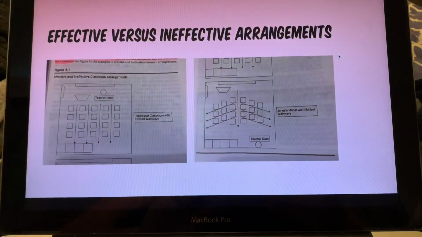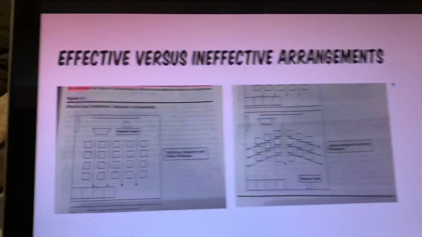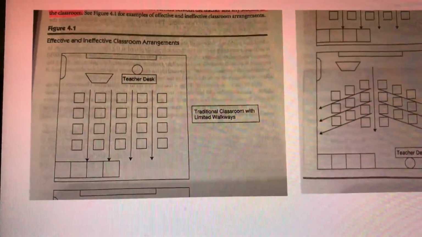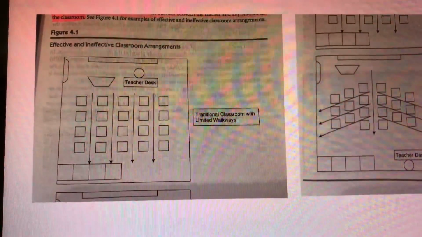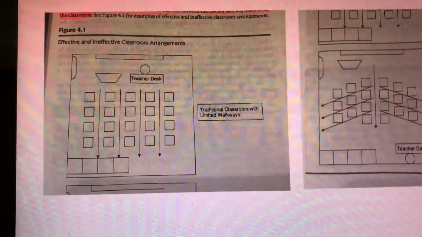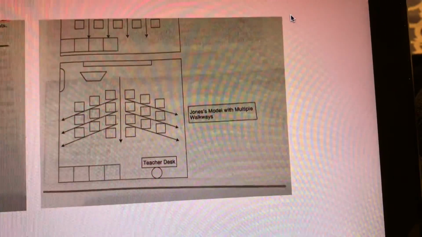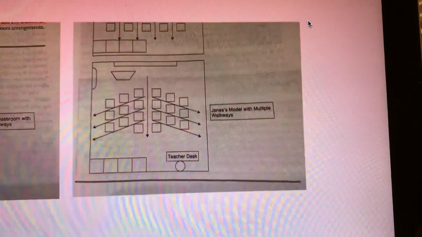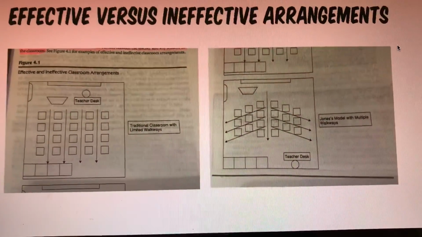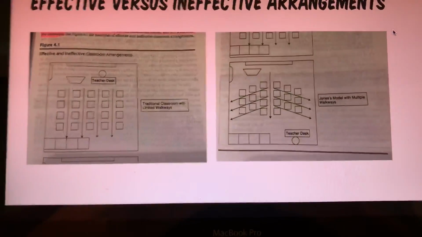So here we have effective and ineffective arrangements, which are on page 65 in your textbook. Here, this is an ineffective one, a traditional classroom with limited walkways. There's only so many ways that you can go, and you'd have to fight to get to certain students. And then here you have Jones's model, which has quite a few walkways. All the students are spaced and closer to the teacher, unlike here where the teacher's in the back and unable to reach all of the students easily.